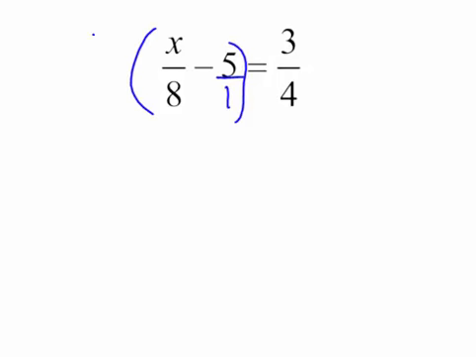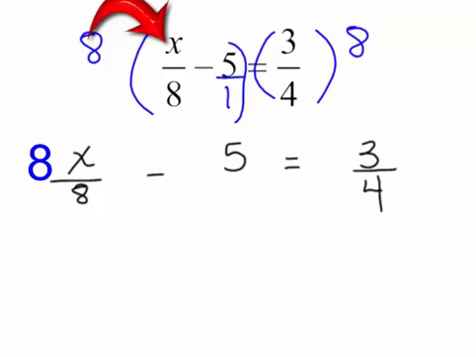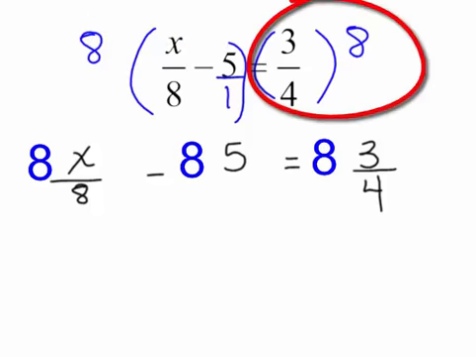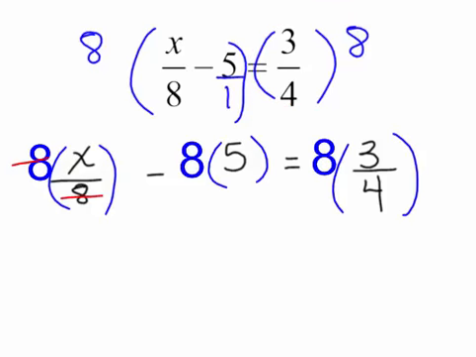So I will multiply both sides by 8. So I will multiply the first term times 8, the second term times 8, and the third term times 8. And now we do need to cancel. The 8's will cancel. That will leave me x minus. In the second term, there is nothing to cancel. So just multiply. 8 times 5 is 40. And on the right side, 4 will divide into 4 one time, and 4 will divide into 8 two times. 2 times 3 is 6.